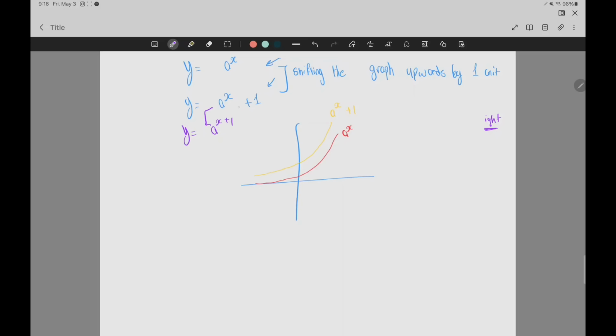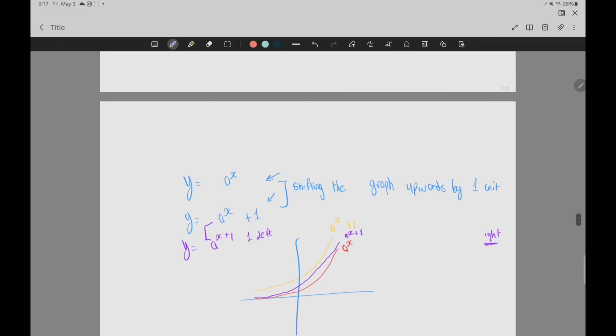So when I'm adding in the power, that means I'm going 1 to the left. So let me draw it in purple now. So this was a to the x. Now I want to shift it to the left. It will be like this. That's it. That's a to the x plus 1. It's going to pass through every point, but just one unit before, if you get what I mean. Okay, it's just shifted to the left. It's not above it, it's to the left.